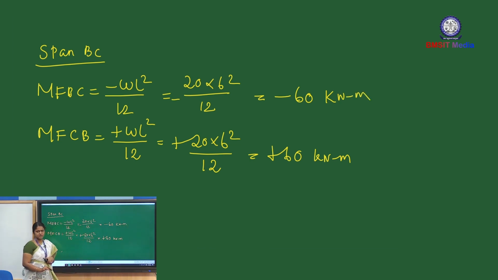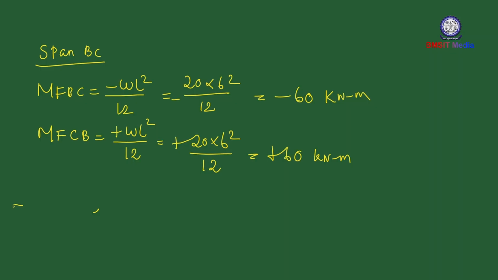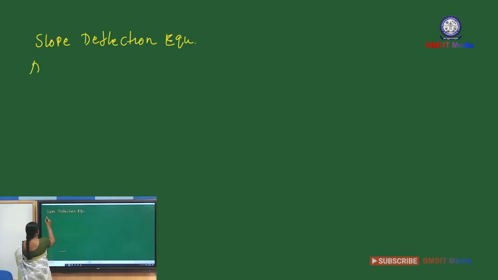The first step is to find out the fixed end moments. Second step. So for the second step, we have to write down the slope deflection equation. For each span we can write two equations, so 4 equations we can write. First we will write for the span AB.